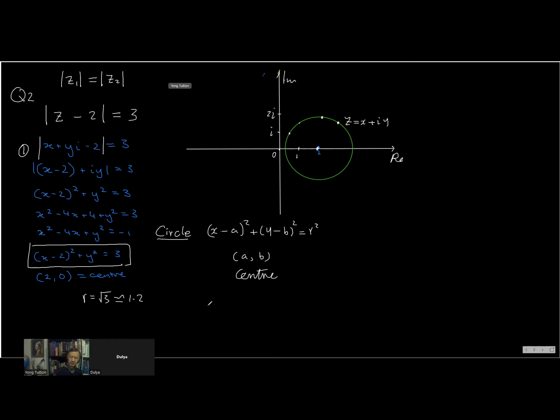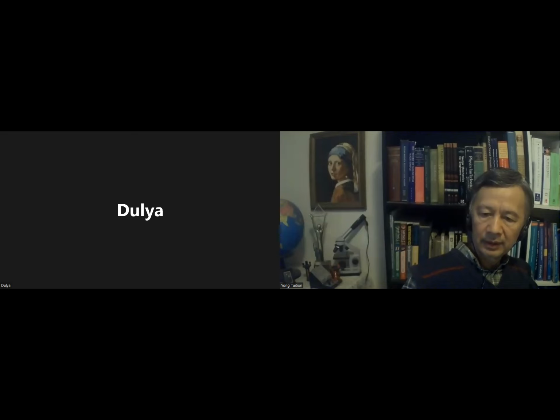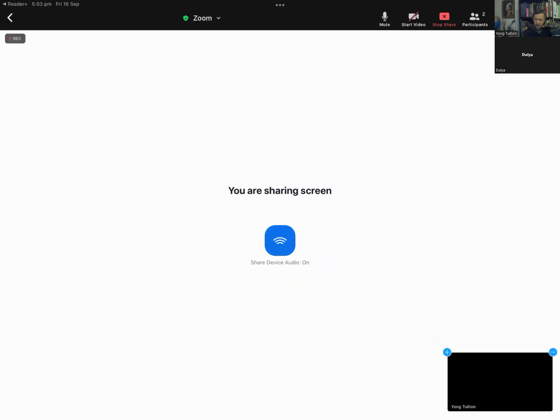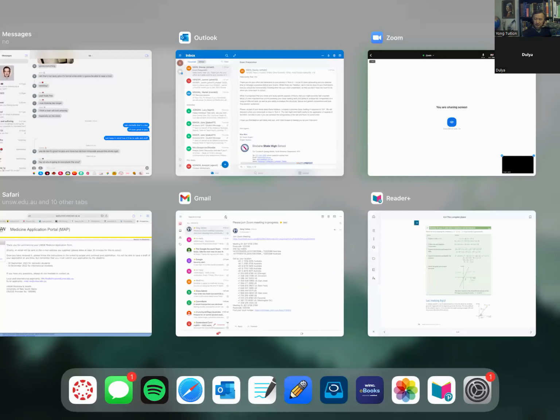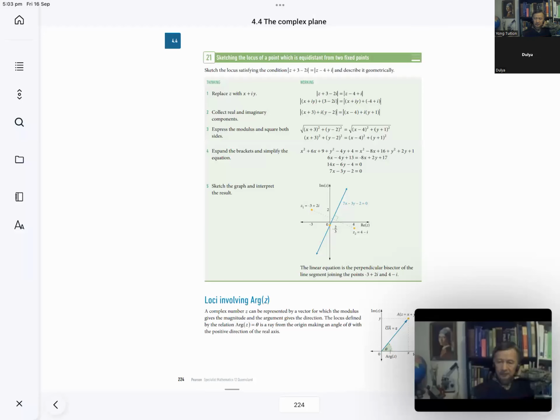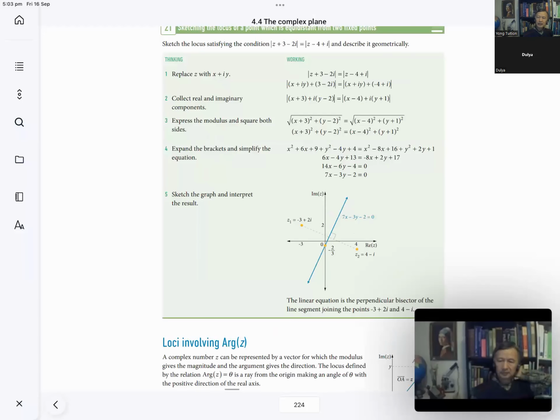Can you show me your textbook? Yes, I will stop this because it's easier to use your textbook example first. Stop sharing. Okay, let's see that particular chapter. Ah, yes. Can we stop here?